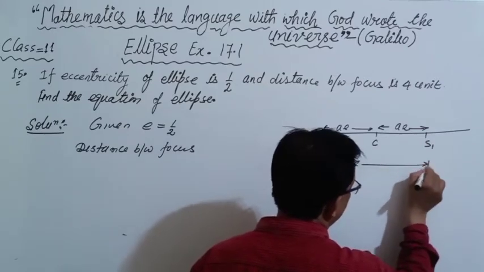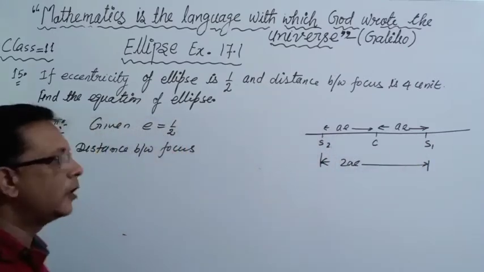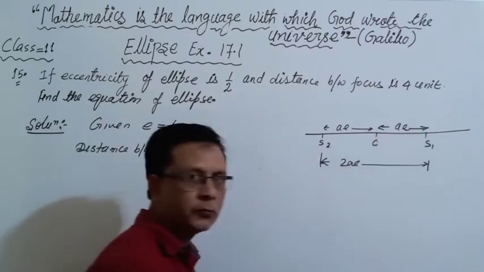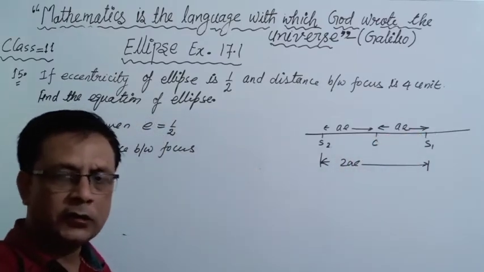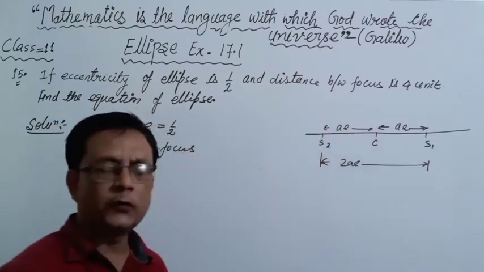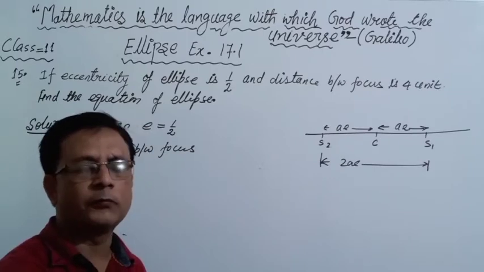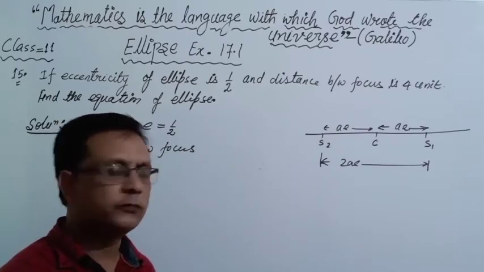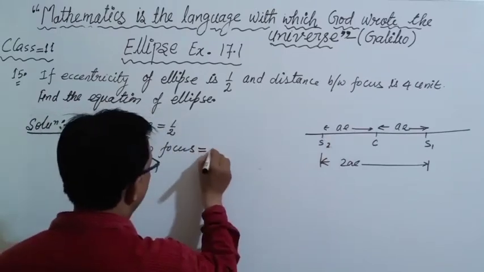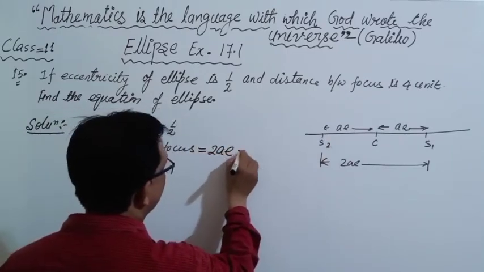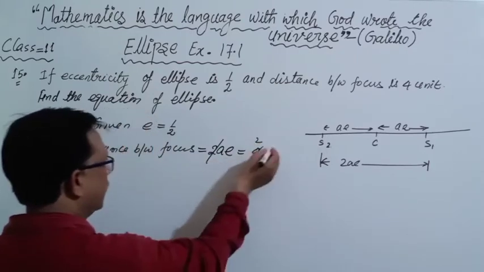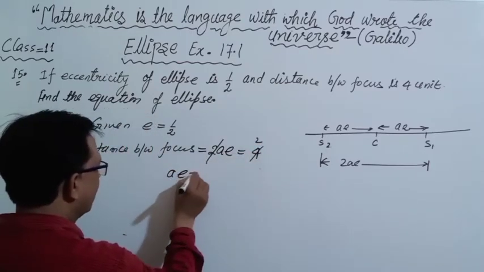So this is the distance between the foci. There are two foci, and one focus is situated at a distance AE from the origin, or the center of the ellipse, and the other focus is also situated at a distance AE from the center of the ellipse. So the total distance is 2AE. Here we write the distance between the foci is 2AE, and this is given as 4AE. So the 2 cancels out, and AE is equal to 2.